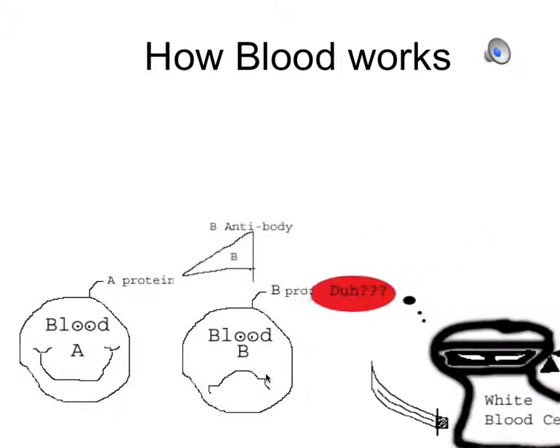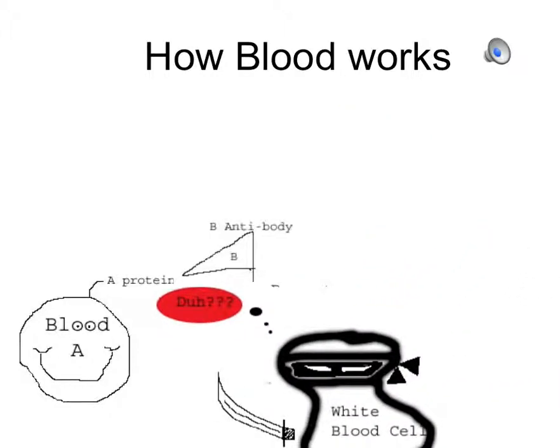So it comes over and it destroys the B blood cell. Now, when this happens, the blood does something called coagulation, or it turns jelly-like. Now, if this happens in your body, this could be a real problem.